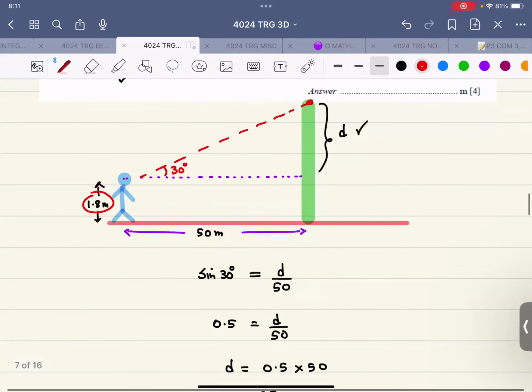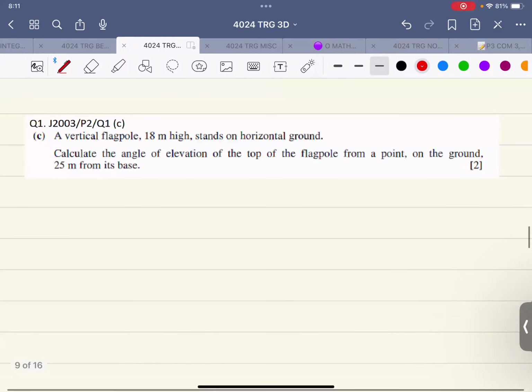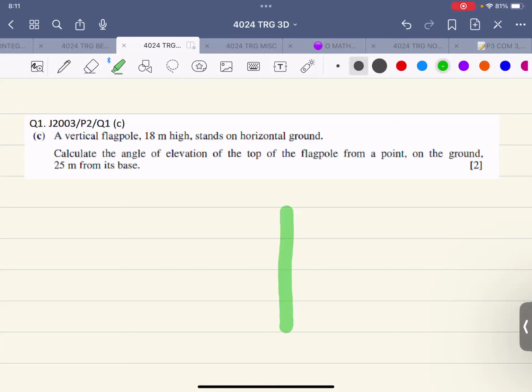And we will start with this. Also, yes, this question can be done. A vertical flagpole 18 meters high stands on horizontal ground. So again, we are talking about a flagpole like this. And it stands on horizontal ground. So that is the purple horizontal ground, like this.